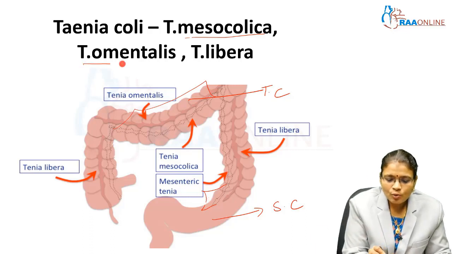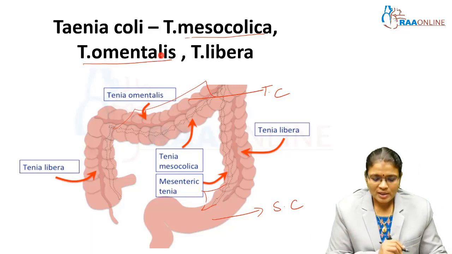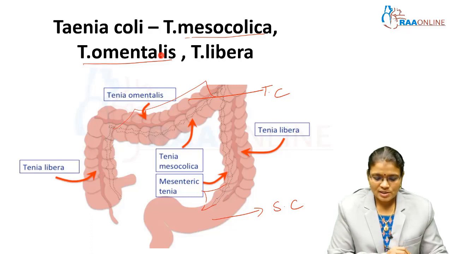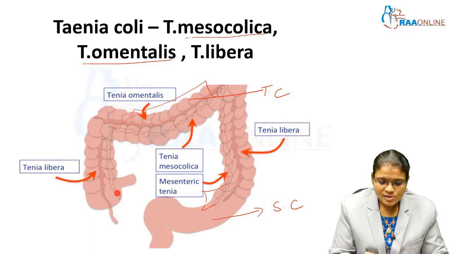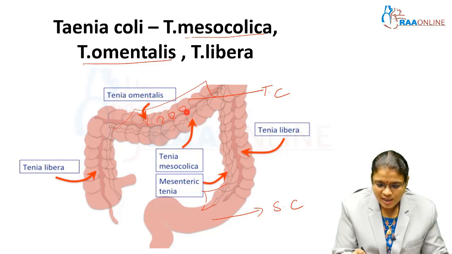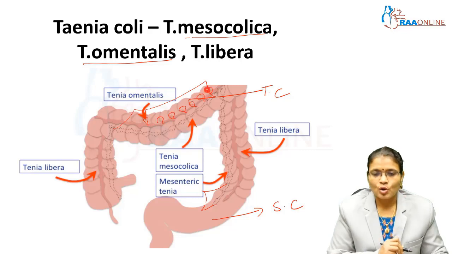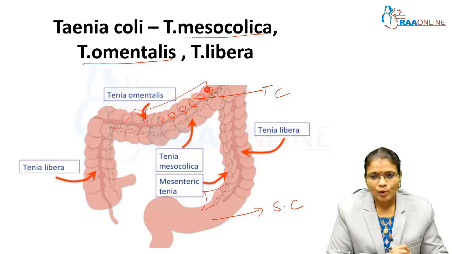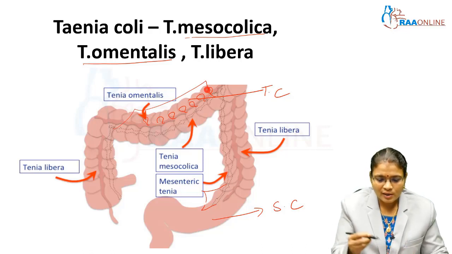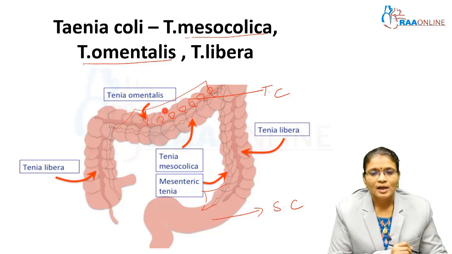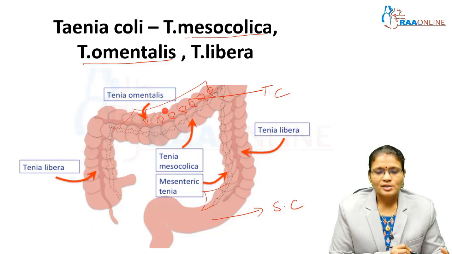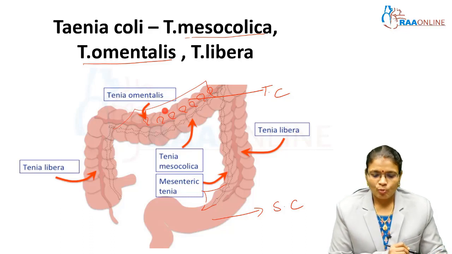What is tinea omentalis? Tinea omentalis is that part of the large intestine where the appendices epiploicae comes and gets attached. That region is called as tinea omentalis. Since this appendices epiploicae resembles that of omentum and the great omentum also comes and gets attached to this tinea omentalis, this longitudinal layer is named as tinea omentalis.